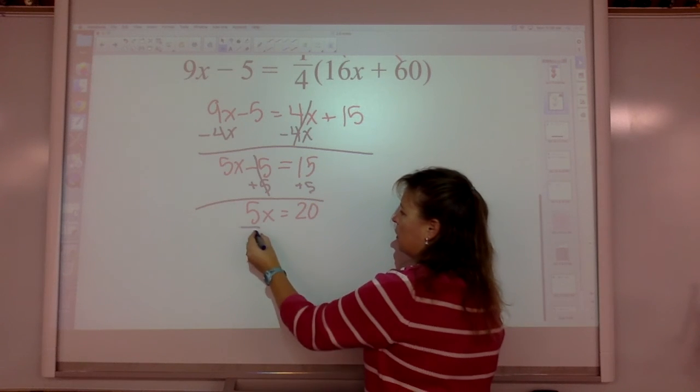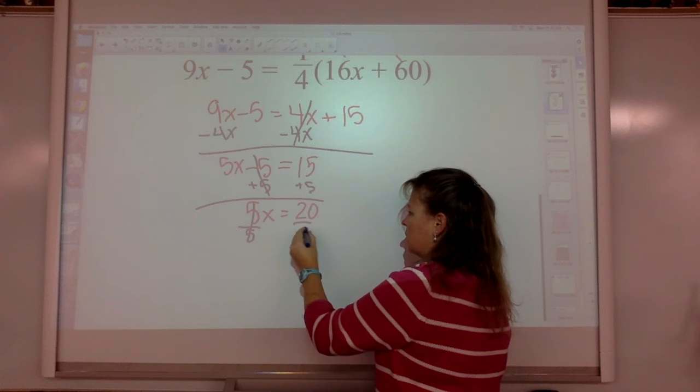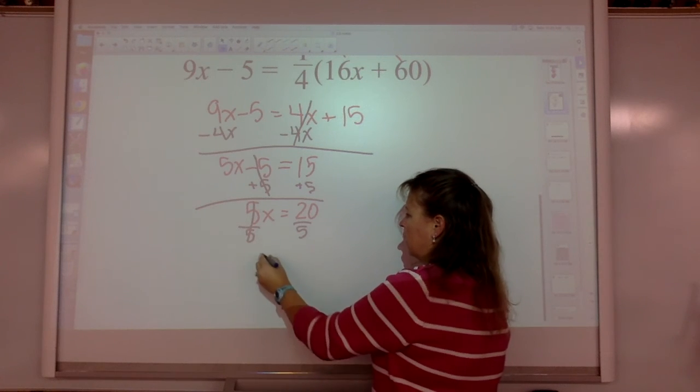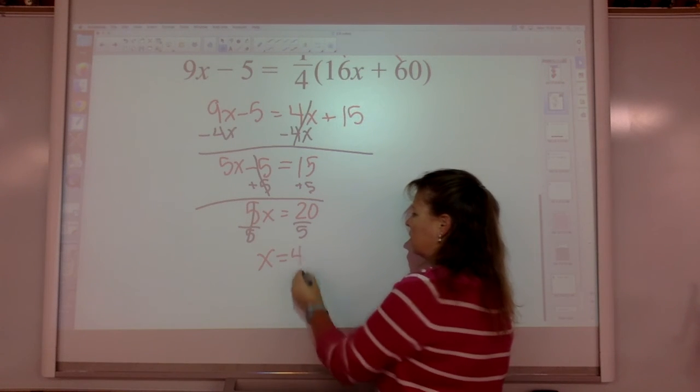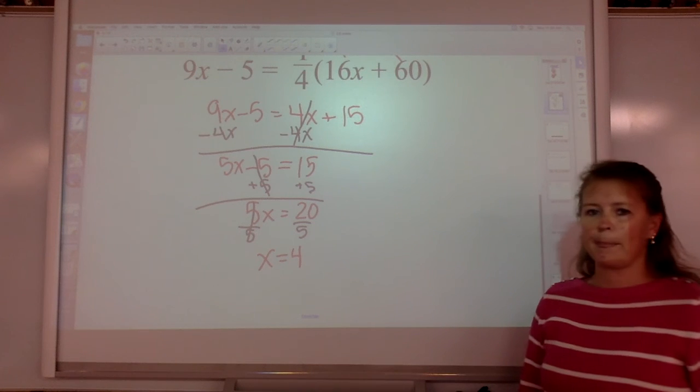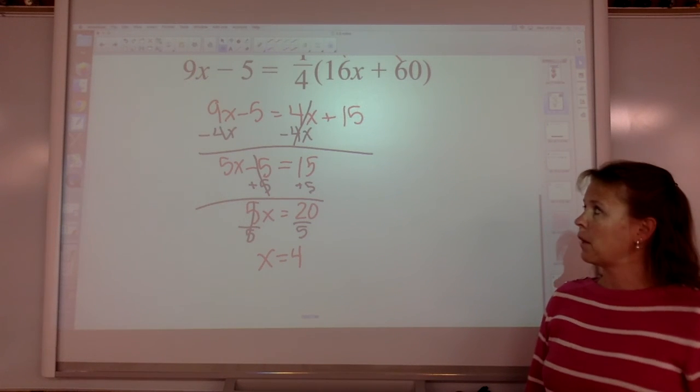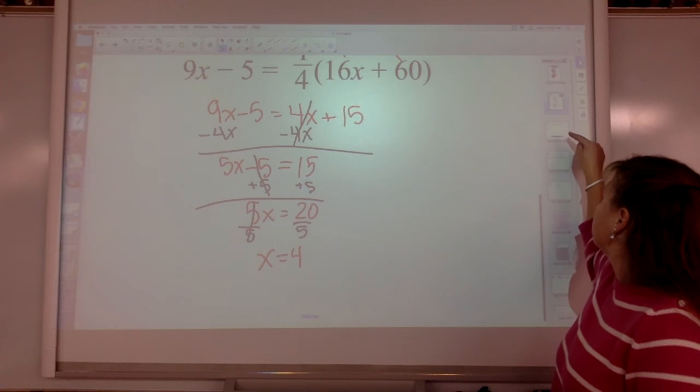And final step is always division, unless it's multiplication. Divide by 5, x equals 4. If you want to plug it back in and check your answers, you can.